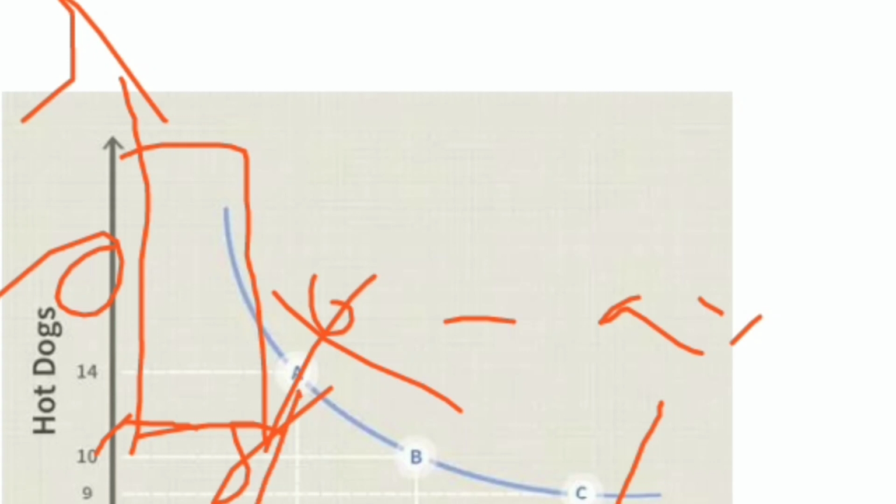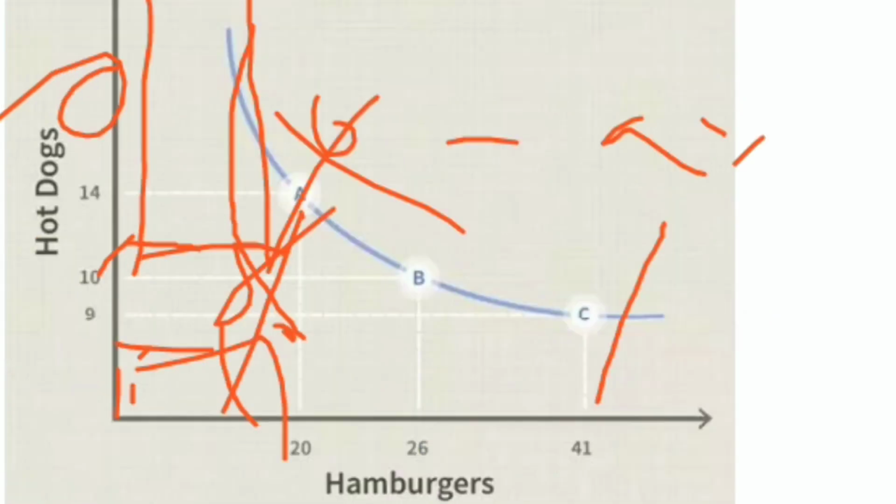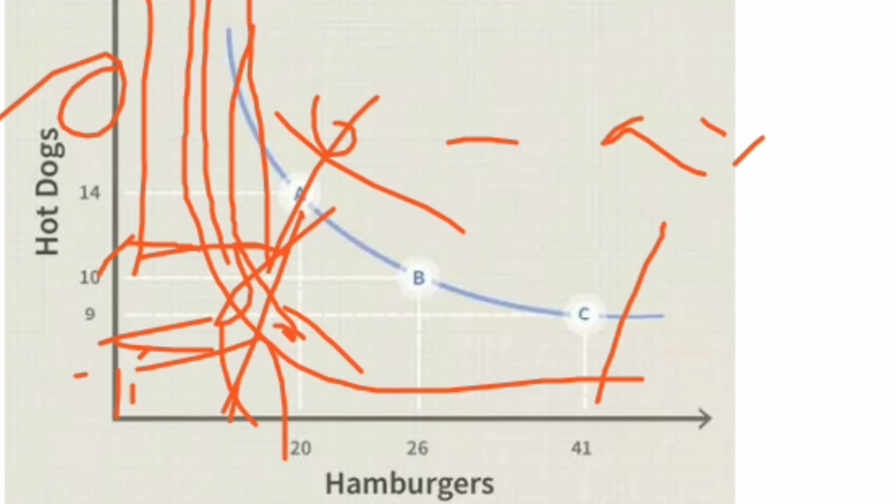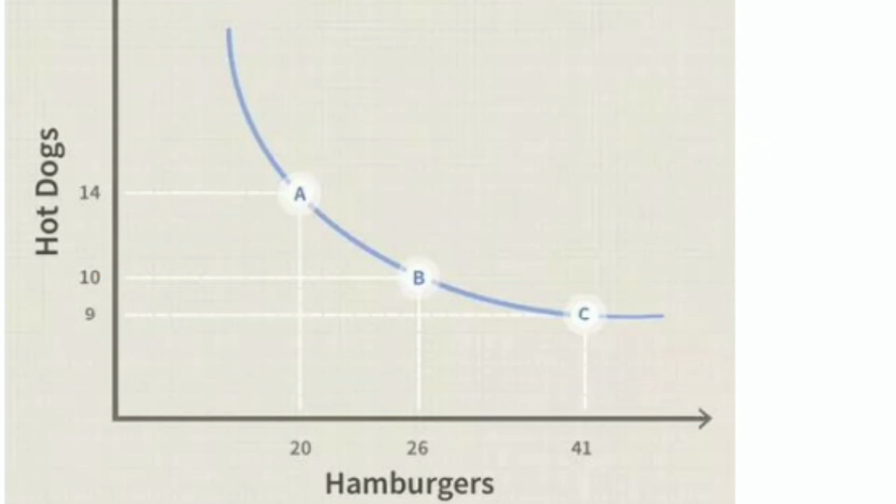This is the point, so the curve is like this. When it comes to point C, we take 3 units of hot dog and 2 units of hamburger, that is this point. So the curve is like this, joining the satisfaction points. We draw the curve.